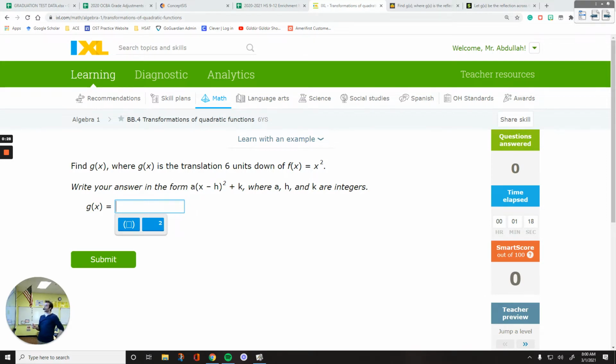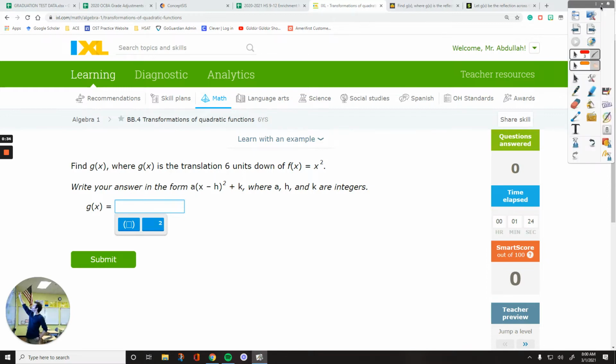We are working on IXL BB.4 Transformations of quadratic functions. So let's get started with the first question. It says find g of x. That just means a function where g of x is the translation 6 units down of f of x.